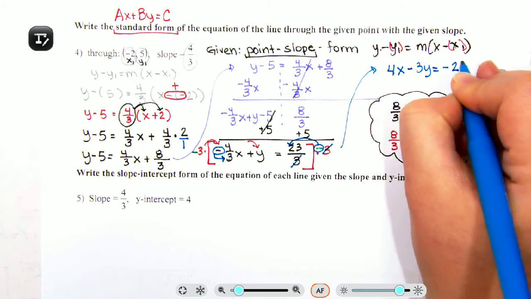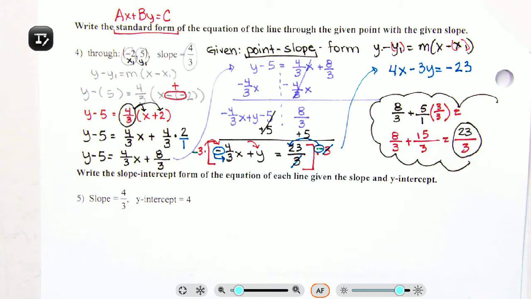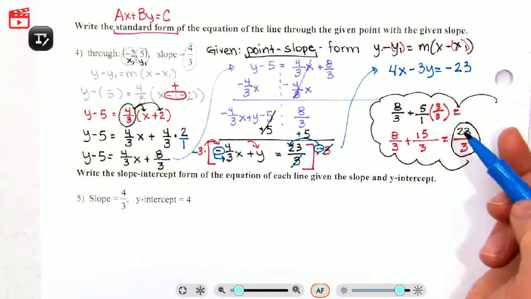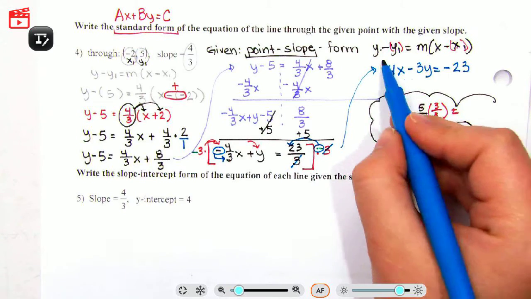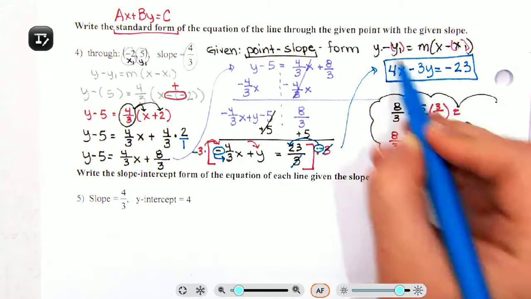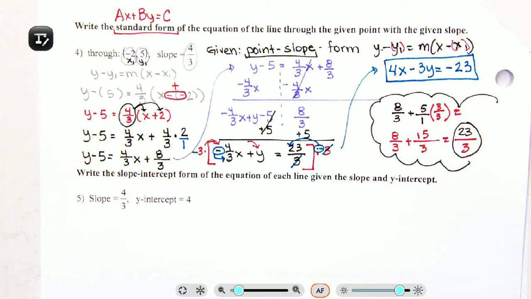That is like multiplying by negative 1. Do we have any fractions? No. Is there a negative? No. Therefore, you are done. That is a very lengthy problem.